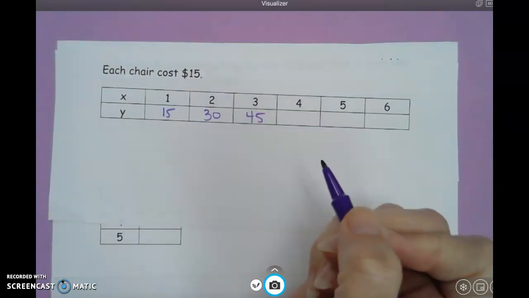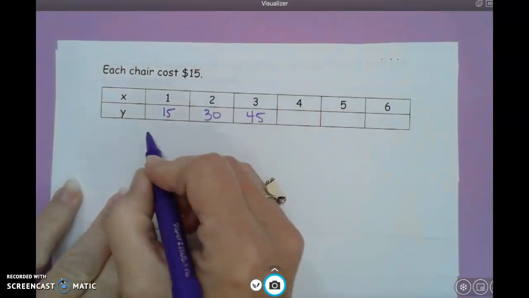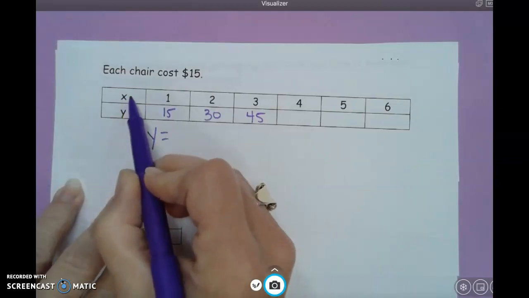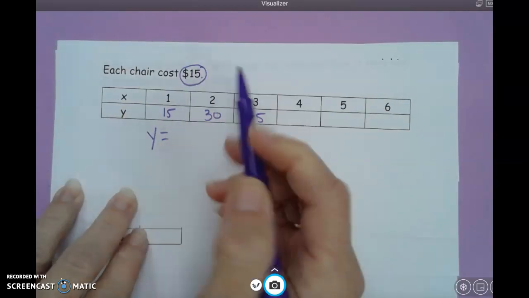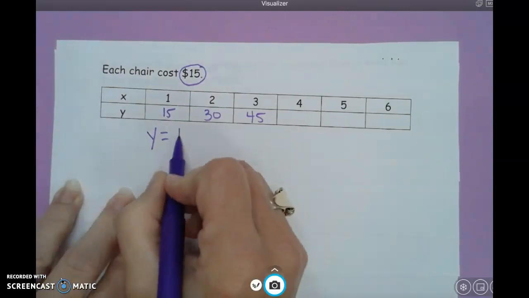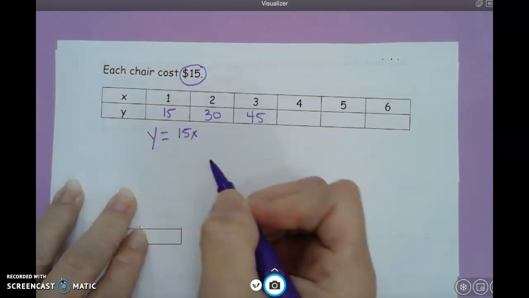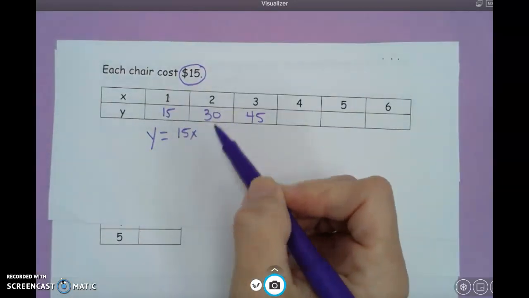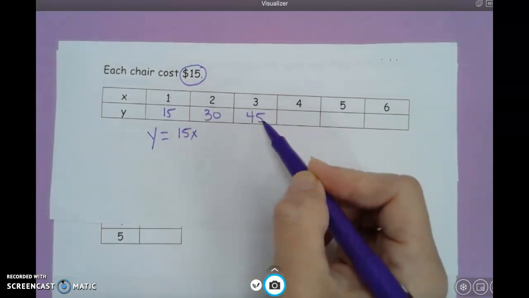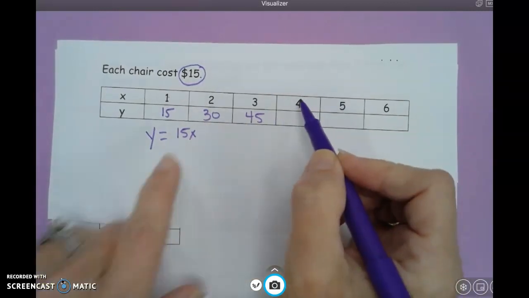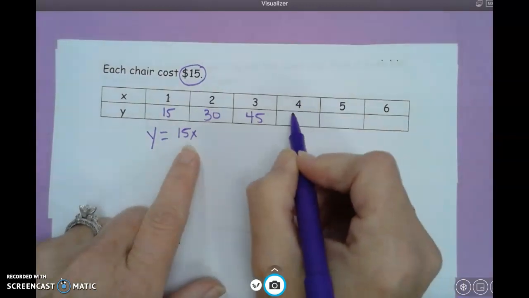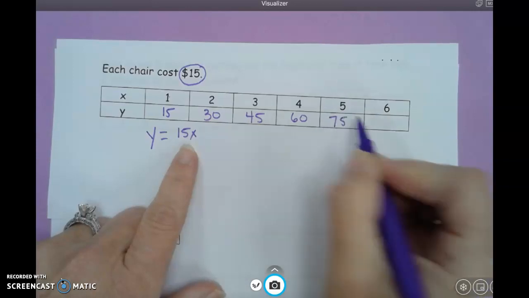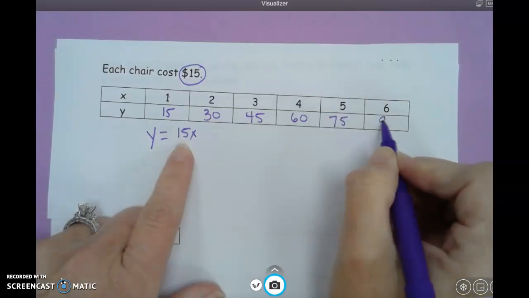So if we try to write an equation like we were working with yesterday, y equals, what is it that we do to this x every time? Well, it says $15 each. So we would do 15 times x. So 15 times 1 is 15, 15 times 2 is 30, 15 times 3 is 45. Then 15 times 4 is 60. And then 15 times 5 is 75, and then 15 times 6 is 90.